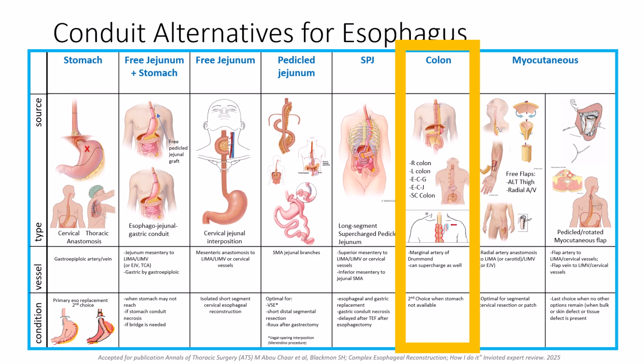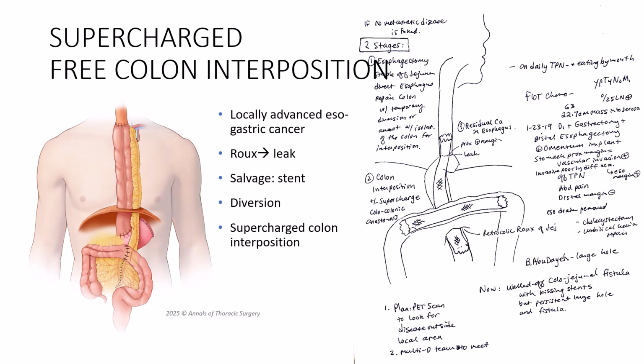Now discussing colon interposition. Typically this is used as a second choice when stomach is not available and is based off the marginal artery of Drummond and can supercharge colon as well. The supercharged free colon interposition is also another option where it is not pedicled, or it can be pedicled and supercharged. You can do a free colon interposition or a supercharged colon interposition.